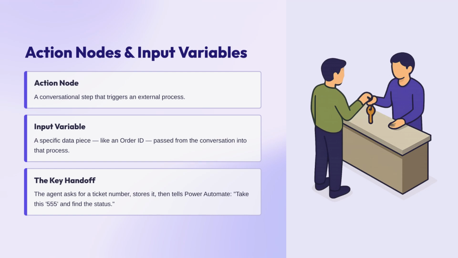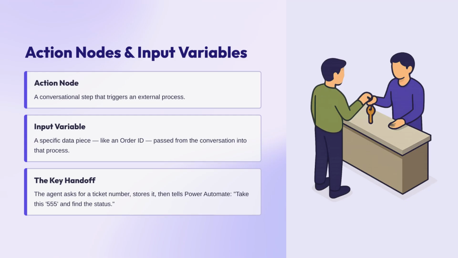This brings us to action nodes and input variables. The technical documentation defines an action node as a conversational step that triggers an external process, while input variables are the specific pieces of data, like an email or order ID, passed from the conversation into that process. To speak naturally, it is handing over the key. Before the agent can look up an order, it needs to know which order.